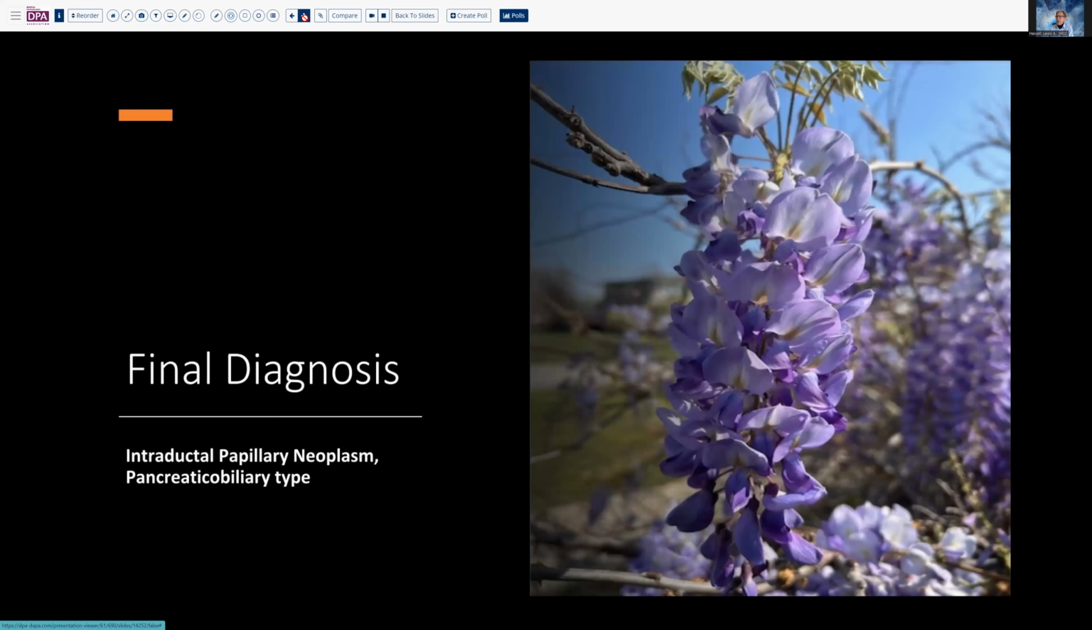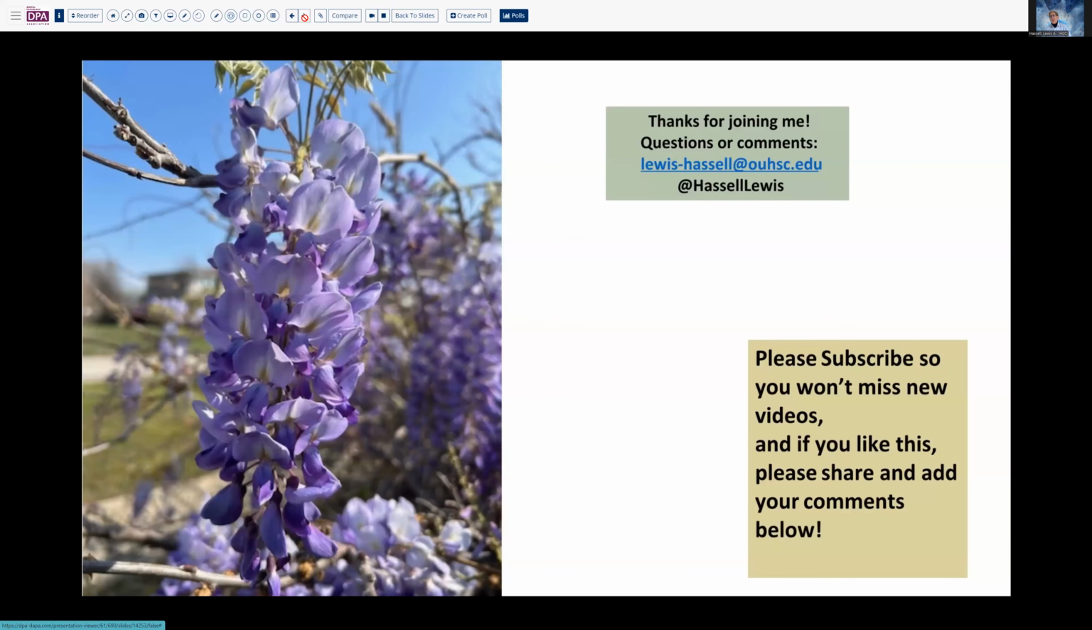So that concludes our case. Our final sign-out diagnosis was mixed neuroendocrine and non-neuroendocrine tumor: well-differentiated pancreatic neuroendocrine tumor and well-differentiated pancreatic ductal carcinoma.